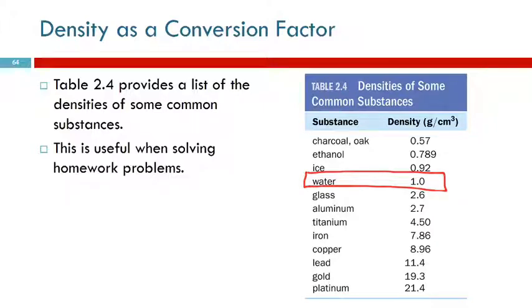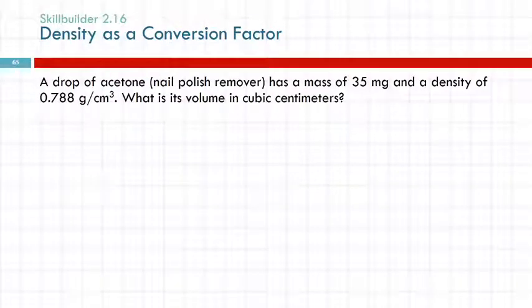So sometimes you'll do a problem, they don't give you the density, but you need it. You have to go look it up. Let's do an example. A drop of acetone, nail polish remover, has a mass of 35 milligrams and a density of 0.788 grams per cubic centimeter. What is its volume in cubic centimeters?